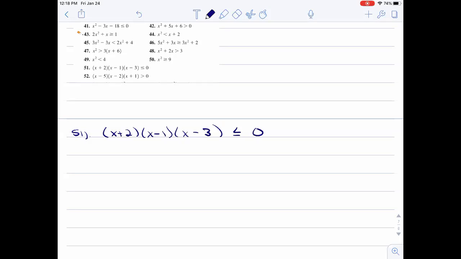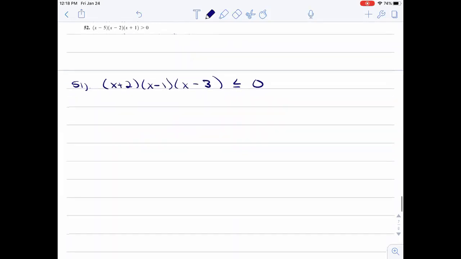So if I just get started here, trying to catch up to you guys now. First thing I'm going to do is I'm going to draw my number line, right? Because that's where I can skip to because it's already been factored, right? It's in terms of 0. And so I've got cutoff points at -2, 1, and 3.